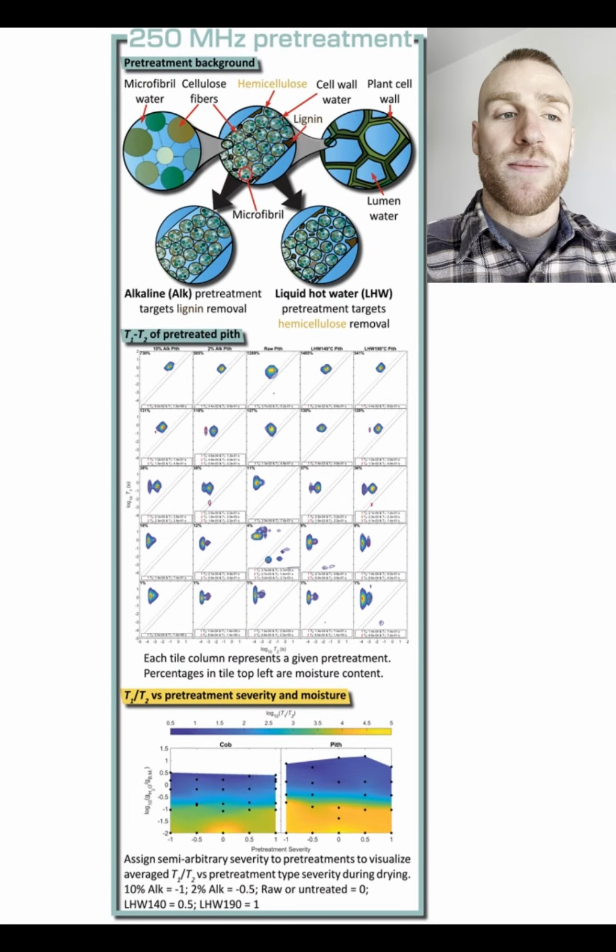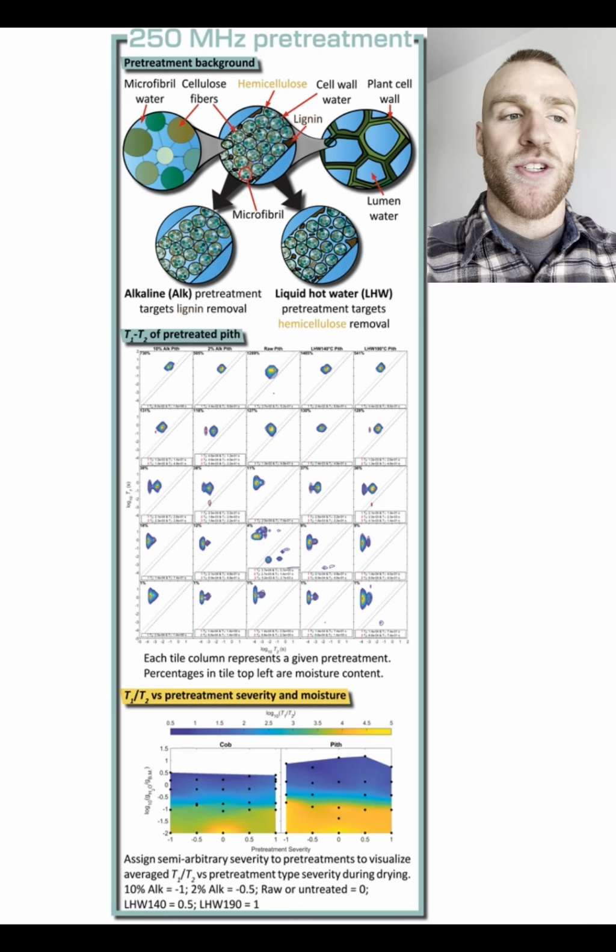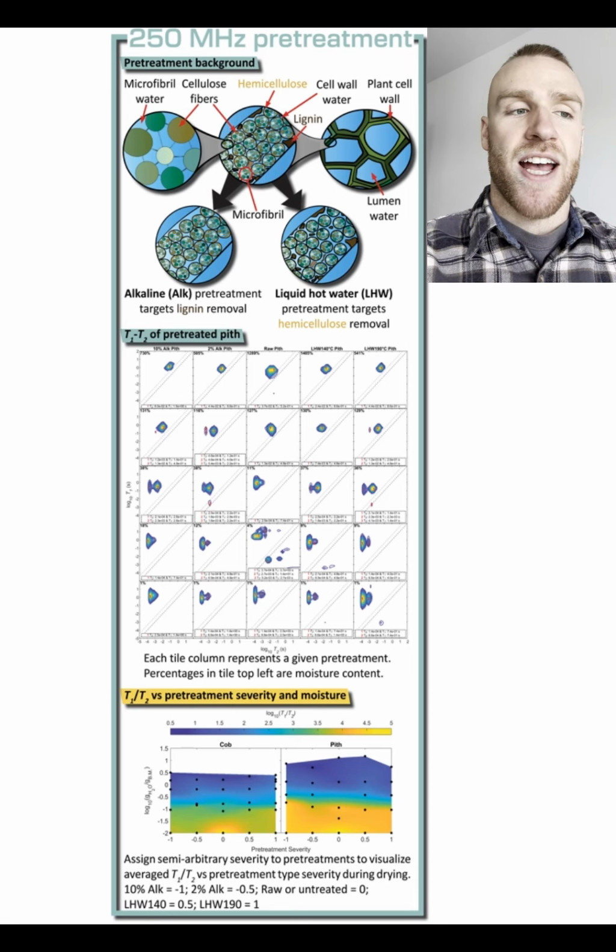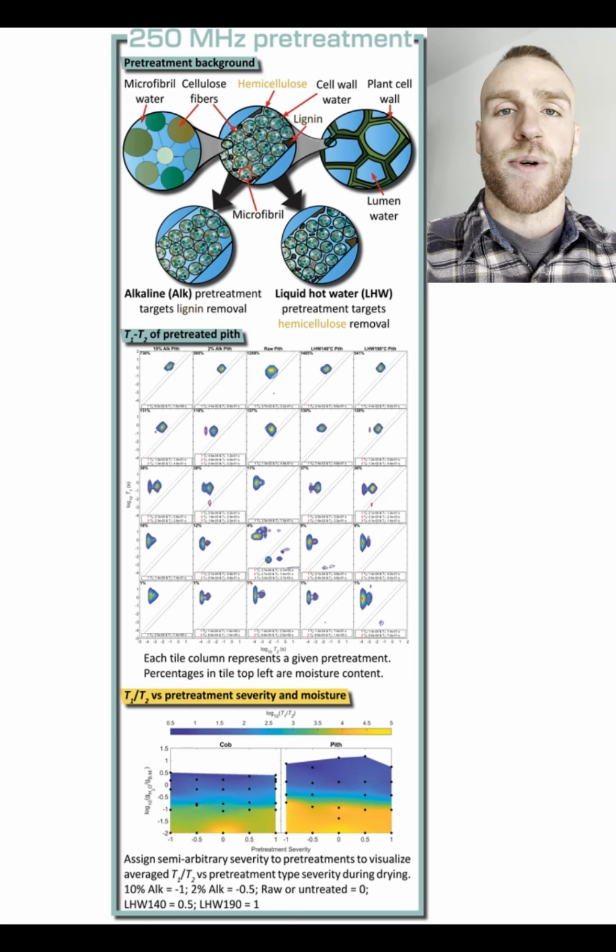In the next study, we observed differences in drying behavior of modified corn stover with T1, T2 relaxation measurements. We compared two types of pretreatments to see if we could detect expected increases in surface accessibility and mobility. We found a decrease in T1 over T2 in the driest states after pretreatment. A T1 over T2 decrease has been shown to relate to improved surface mobility.